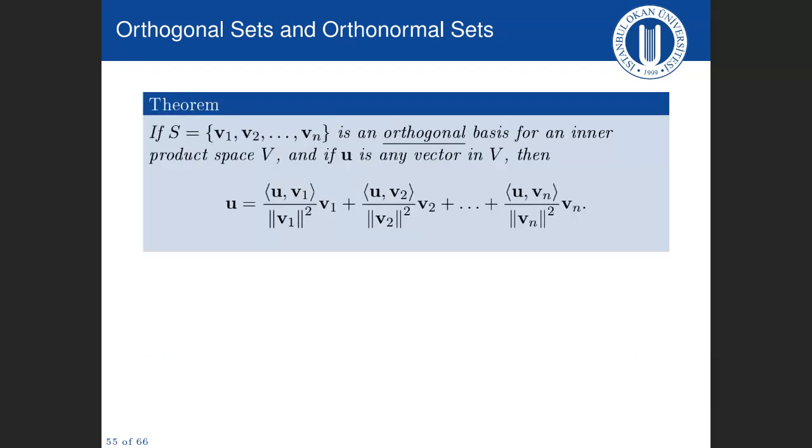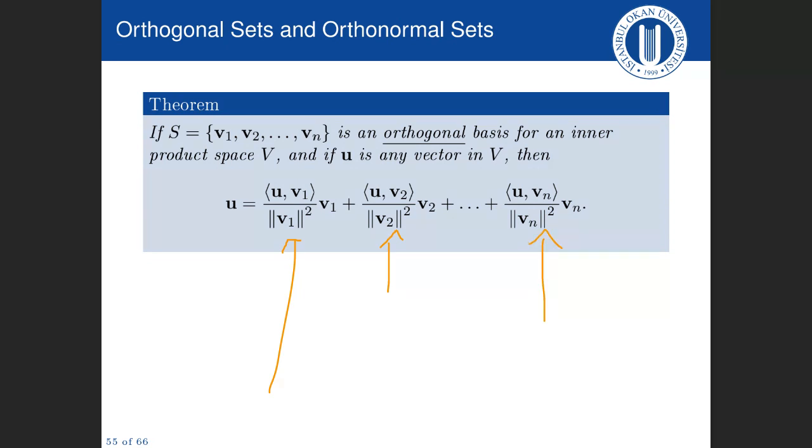And it goes like this. If S is an orthogonal basis for an inner product space V, and if U is any vector in V, then you can write this. We can write U as the inner product of U and V1 divided by the norm of V1 squared multiplied by V1, plus the inner product of U and V2 divided by the norm of V2 squared multiplied by V2, etc. And then, of course, these numbers in front of V1, in front of V2 are the coordinates.